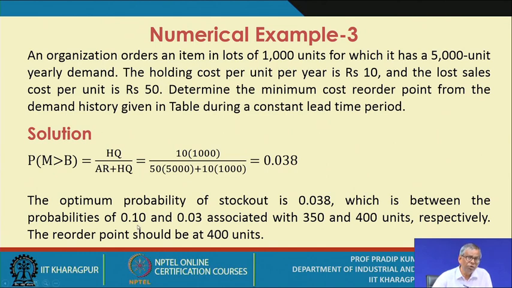Now you refer to the table given. The optimal probability of stock out is 0.038, which is between the probabilities of 0.10 and 0.03 associated with 350 and 400 units respectively. Like in the previous case, in the last lecture sessions, we have followed the same approach. The reorder point should be at 400 units.